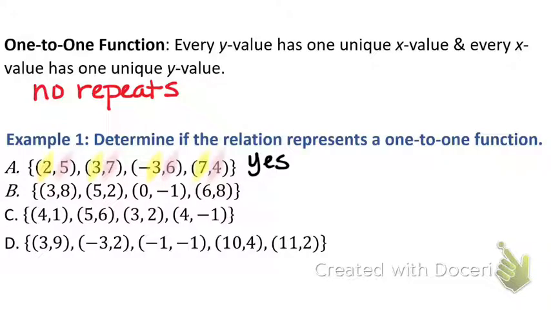All right, what did you say for B, yes or no? No. So right here, does everyone see how you have a repeat right here? The 8s are repeated, so that's a no.